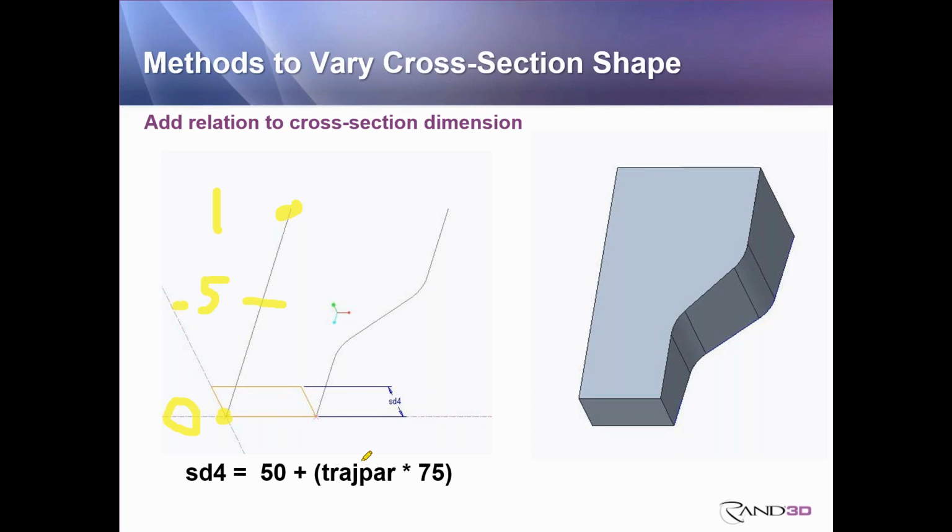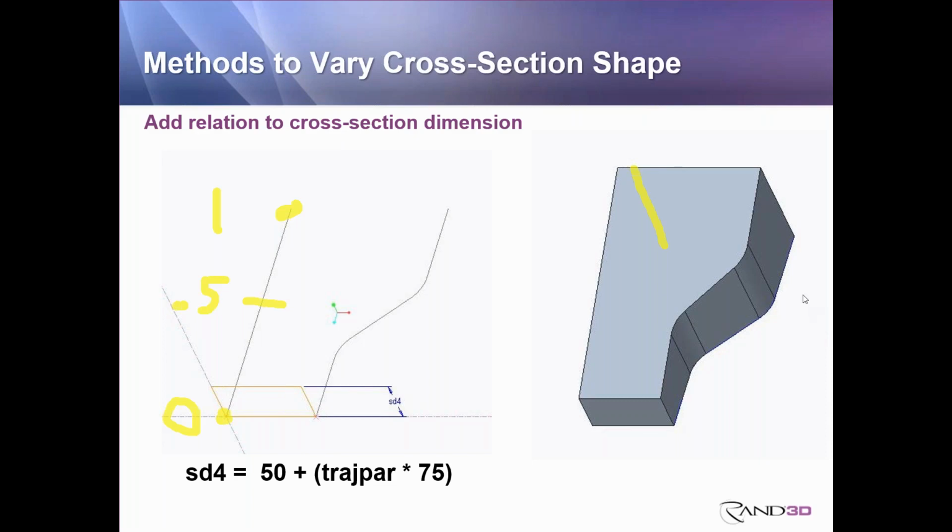So with this example, it's going to start at 0 times 75. Of course, that's going to be 0 plus 50. It's going to start at a value of 50. But at the other end, trajpar will be 1. So 1 times 75 plus 50, it's going to be 125 tall at the other end. So by using trajpar in a relationship, I could vary the section that way as well. You just need a relationship that will give you the shape you want. But you're going to be pretty limited on what you can do with that method.